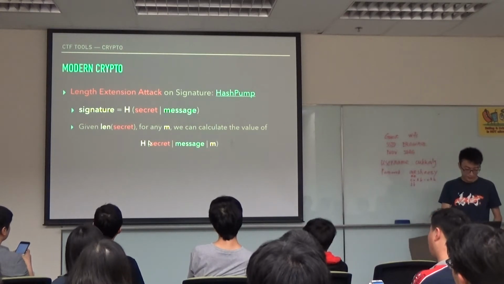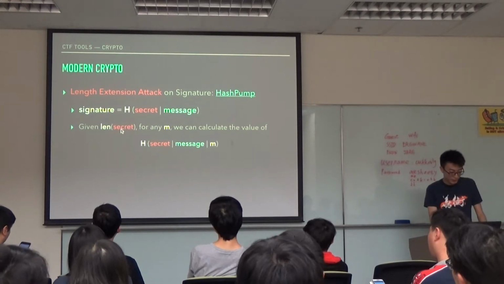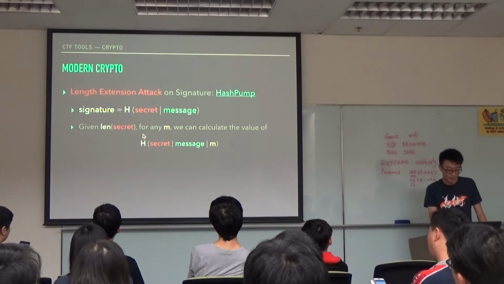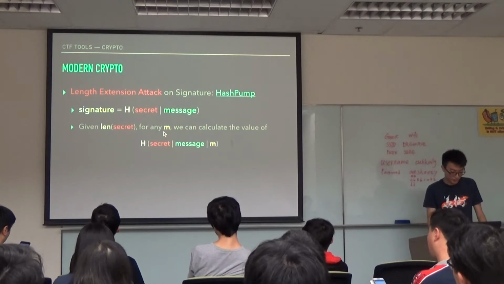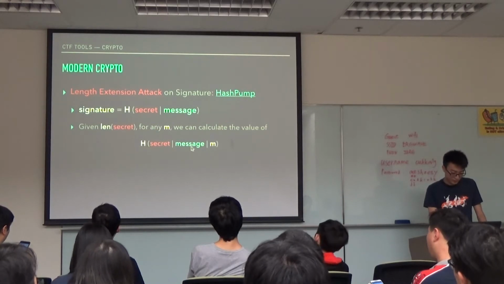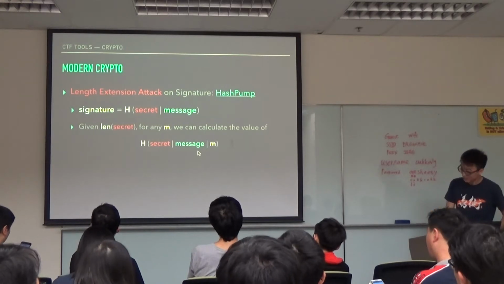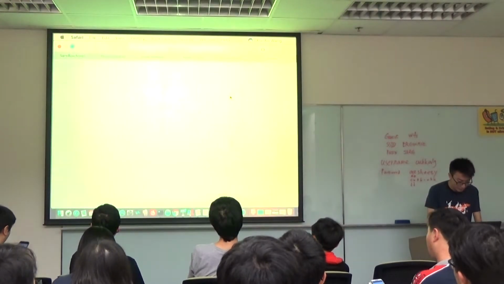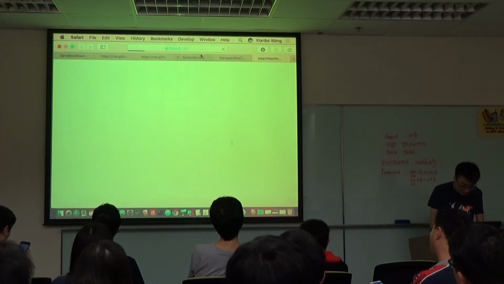But by doing the length extension attack, if we know the length of the secret key and are given any message we want to append to the original message, we can calculate the correct signature of this message. Let's look at a more real example.